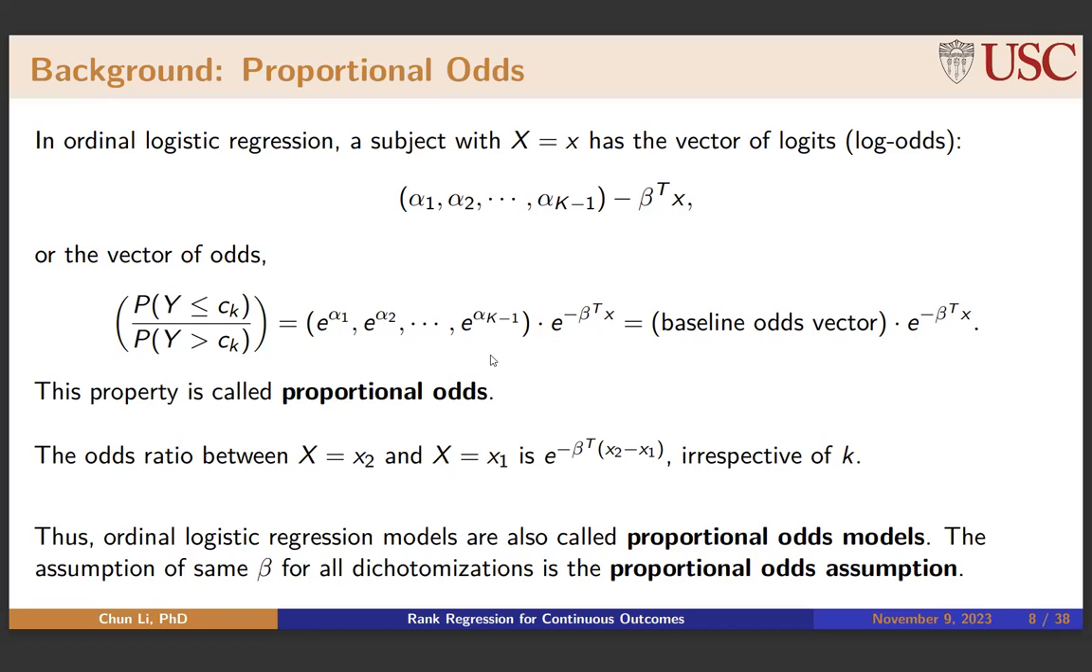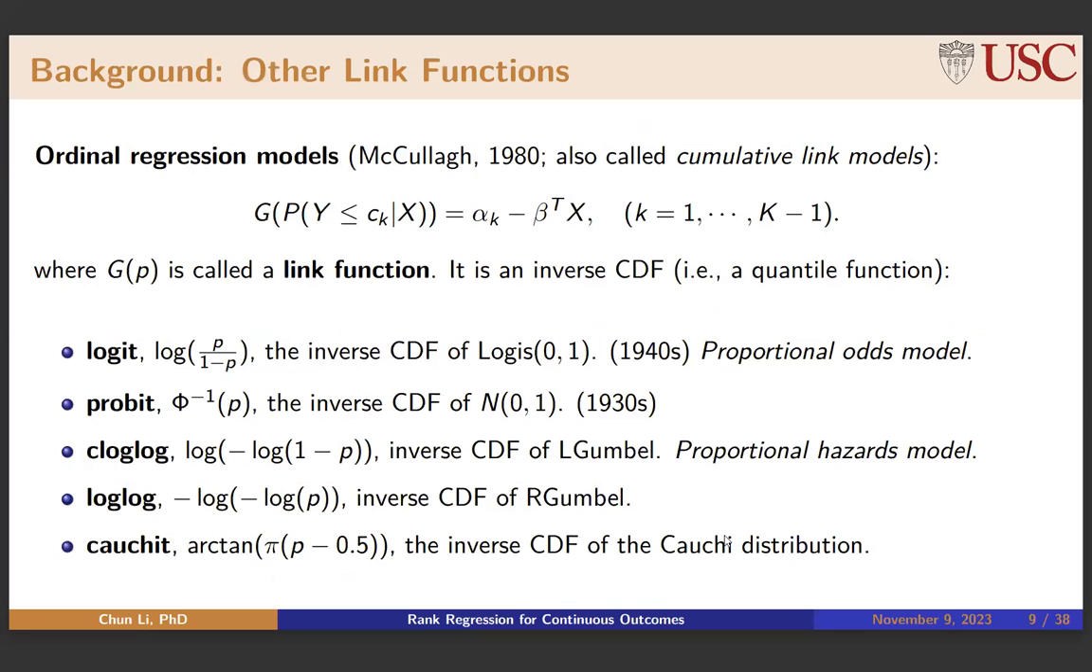And because of this property, this model is called the proportional odds model, because the odds per profile is proportional to each other from one person to another person. And all this because of the constant beta. And the constant beta assumption is called the proportional odds assumption.